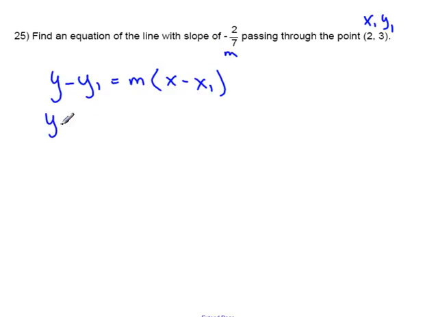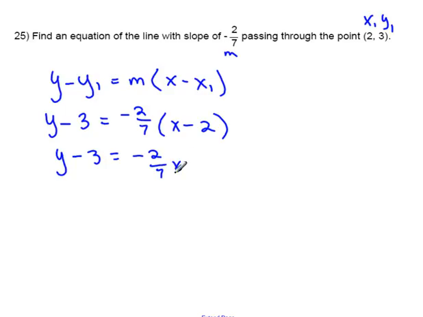So y minus, well, the y1 value is 3. The slope is negative 2/7 times x minus, and the x1 value is 2. This is an equation of the line, but typically we want our equations to be in slope-intercept form. Even though it didn't say that here, you could leave your answer this way, but we'll go ahead and solve for y. So first we want to distribute. So that would be negative 2/7 x. Negative times a negative is a positive, and that would be 4/7.